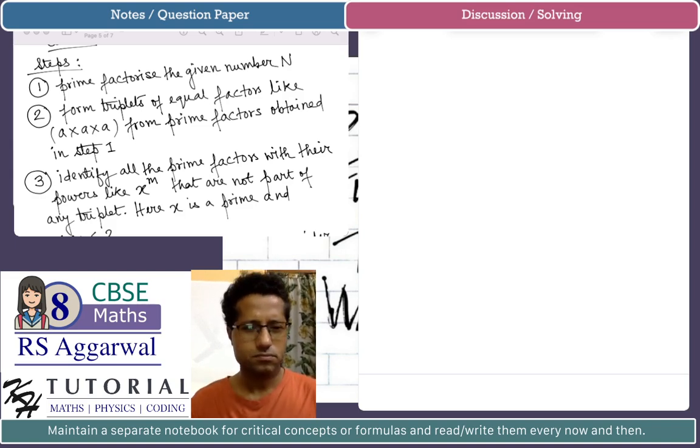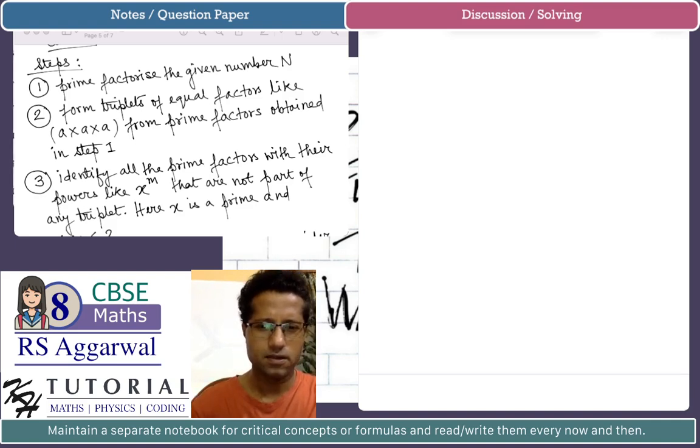Okay. So let's, you are not able to see the problem statement from exercise 4A. I'm reading out the problem. Find the smallest number by which 1323 must be multiplied so that the product is a perfect cube. What was the number? 1323. Okay.